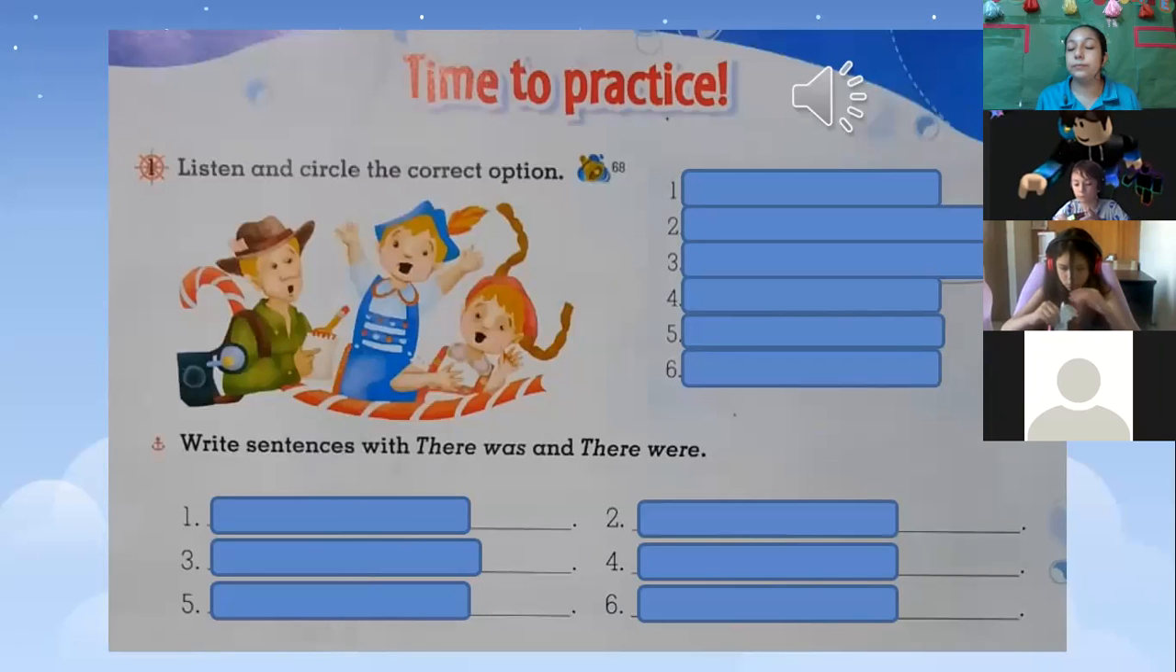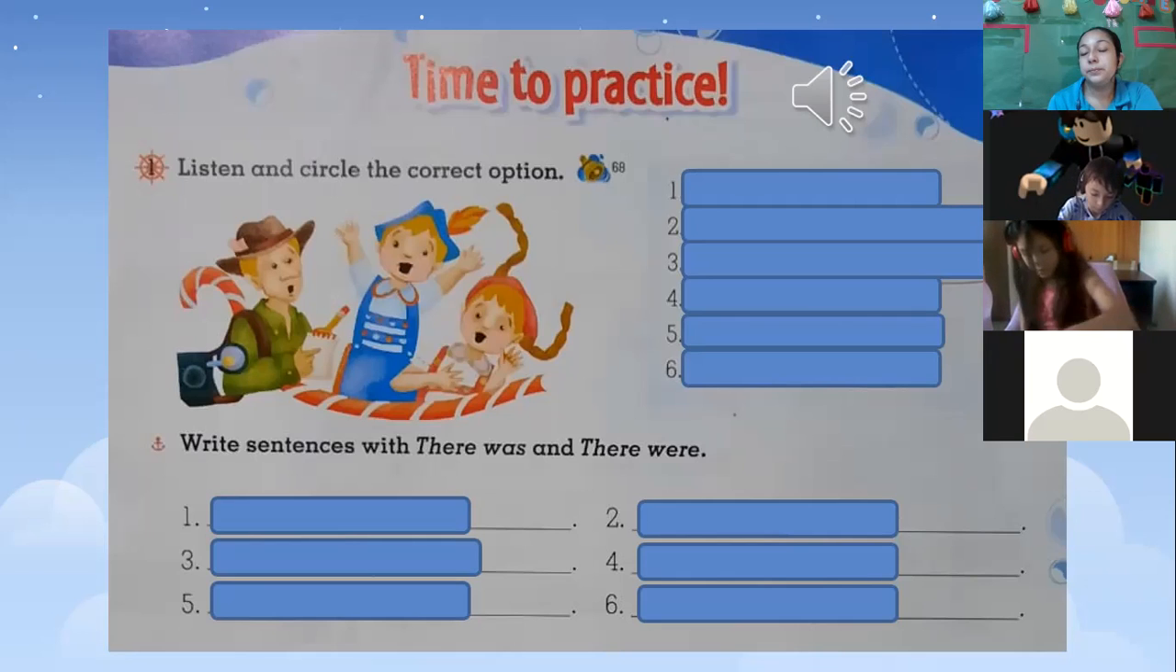Number 1. A big cage. Number 2. A lot of candy. Number 3. A big black cat. Number 4. Cookies. Number 5. A cookbook. Number 6. Fat spiders.